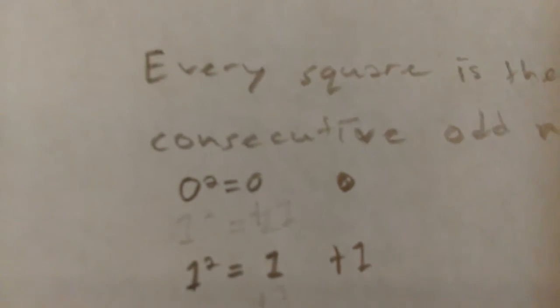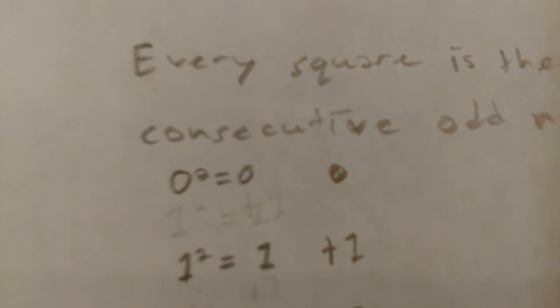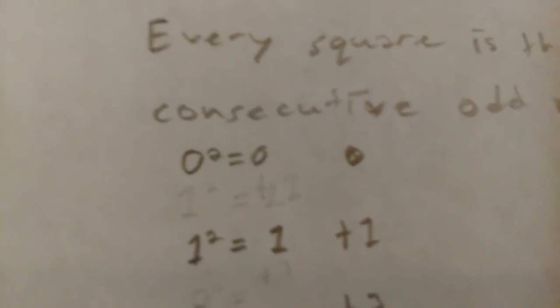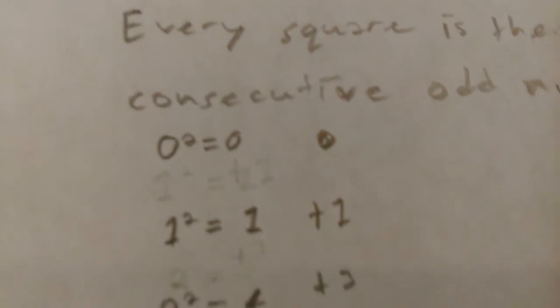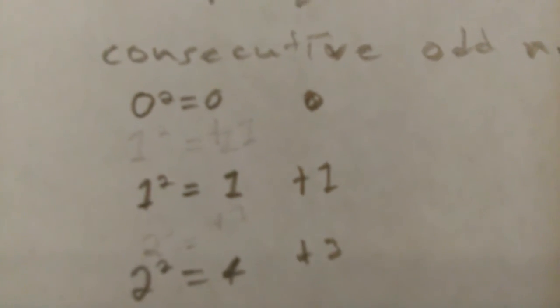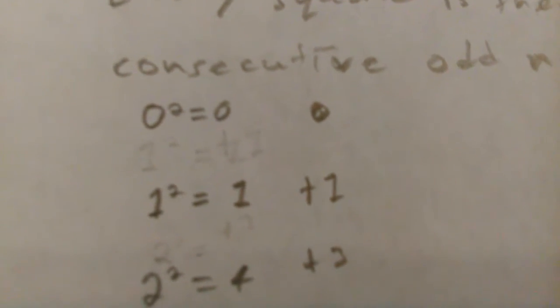The next consecutive odd number would be 3 after 1. So you take the number 1 and add 3, and you get 4, which is 2 squared. And then the next consecutive odd number after that is 5. So add 5 to 4, and you get 9, which is 3 squared. And you can see this same pattern goes on all the way down to 10 and beyond.